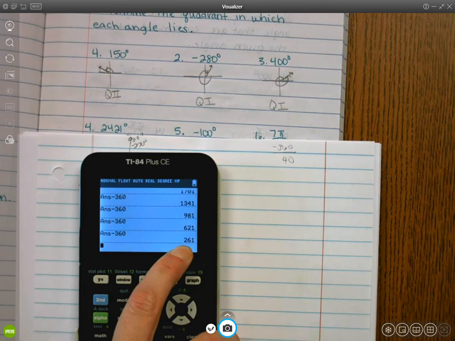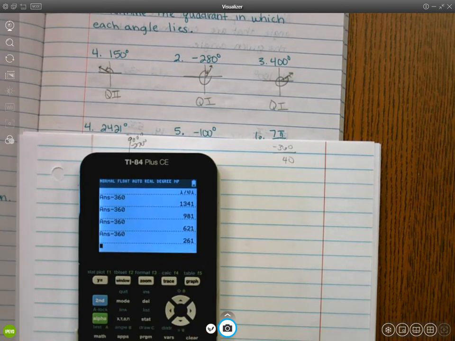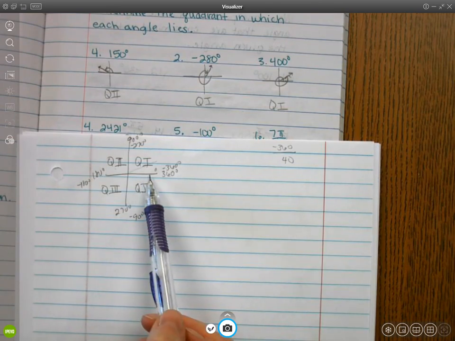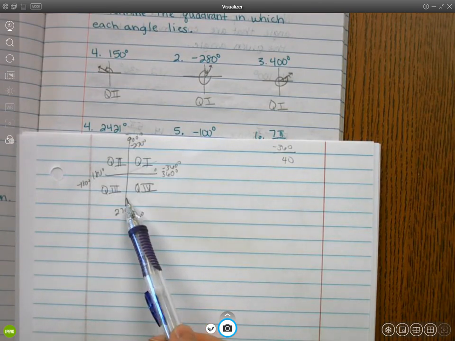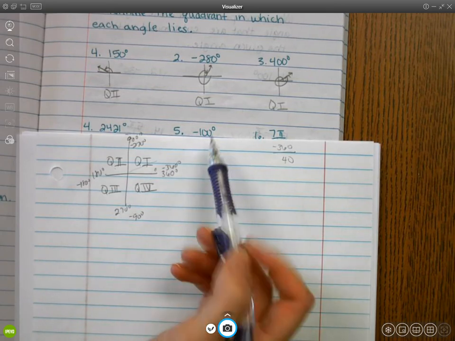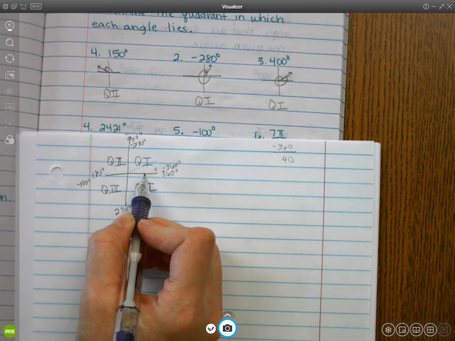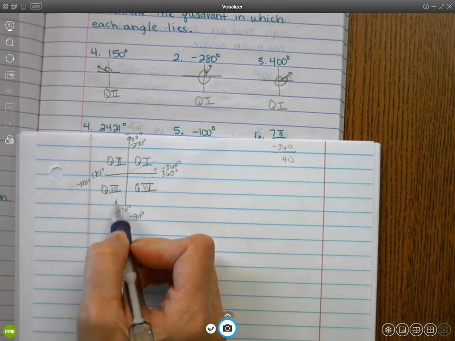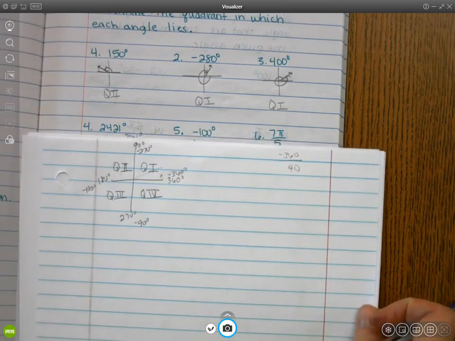So we got down to 261. So where is 261 on the unit circle? Well, 90, 180, 270, so 261 is in quadrant 3. All right, negative 100. Remember to go backwards if it's negative. So negative 90, negative 100 is going to fall right in here. So that's quadrant 3.